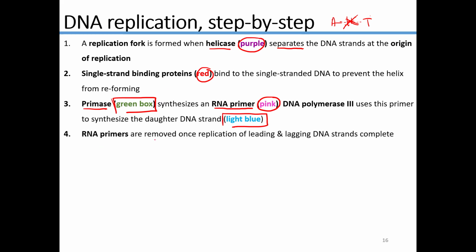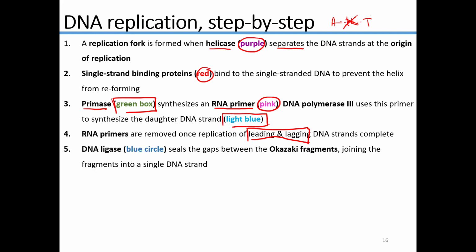So the RNA primers are removed once replication of the leading and lagging DNA strands is completed. Again, the reason we have leading and lagging is because one strand is going to be built continuously, and the lagging strand is always going to be trying to keep up with the leading. Again, that's going to be discontinuous.